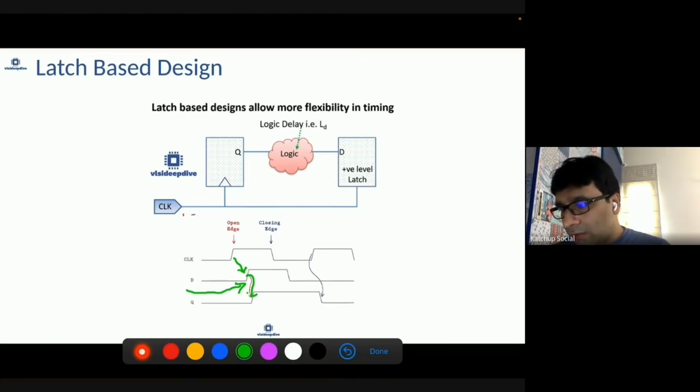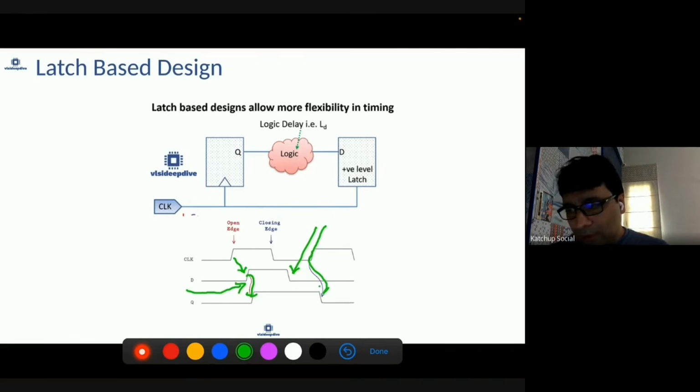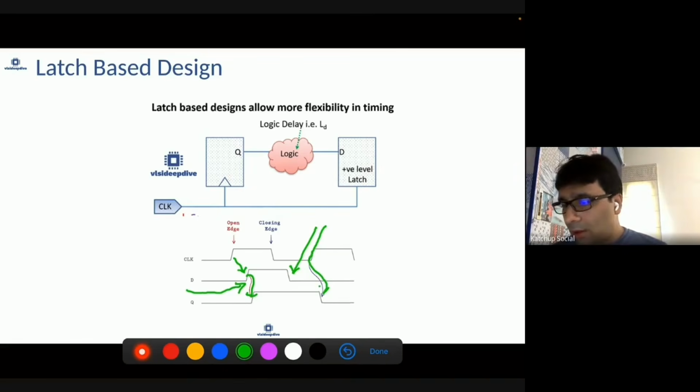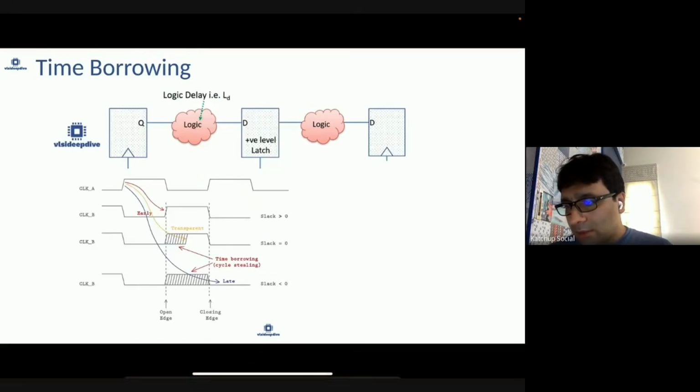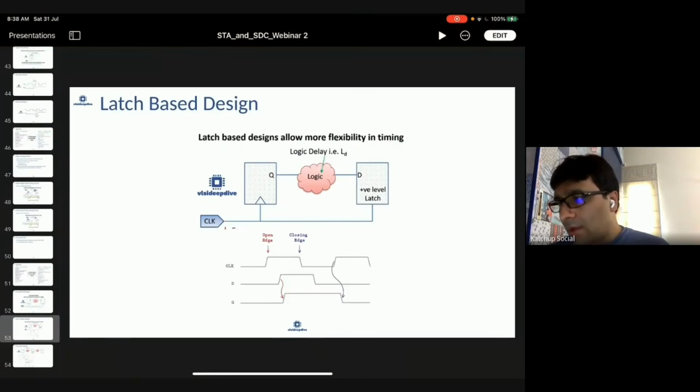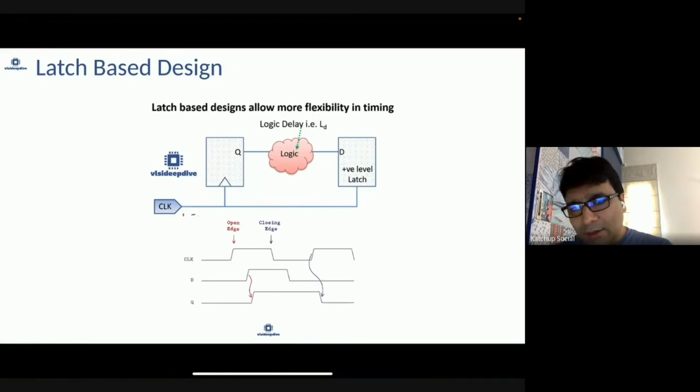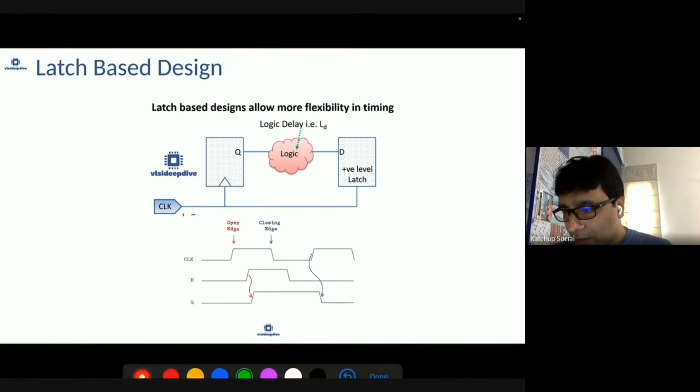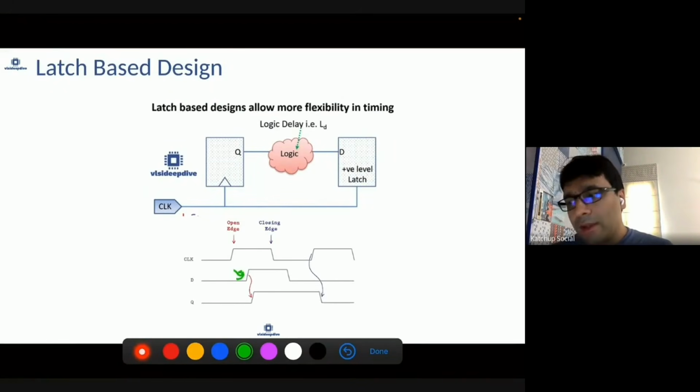If the data arrives earlier, which is the case here, as soon as the latch opens or clock goes from 0 to 1, it can capture the data. So if data arrives earlier, it behaves as flop was behaving. But if data arrives later, like in this case, which came after the clock edge, it can still capture the data.